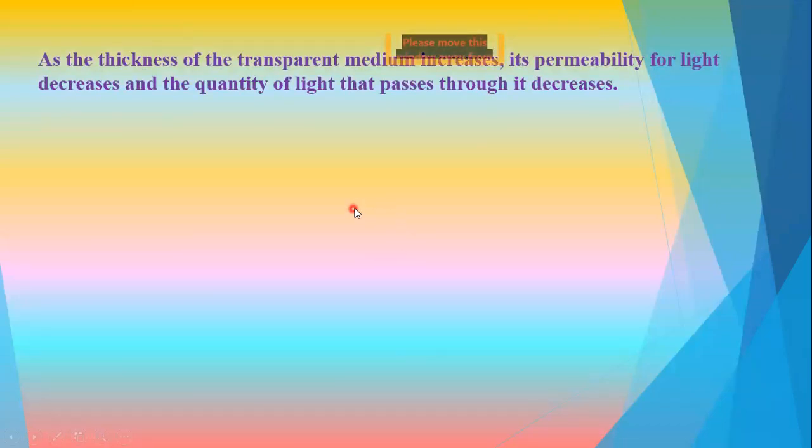And thickness نقطة مهمة جدا بقى. أنا عندي transparent medium المفروض permit all the light or most of the light. But as the thickness of transparent medium increase, its permeability for light decrease. يعني كل ما زادت الثيكنس بتاعت transparent medium كل ما permeability سماحية في اللايت decrease. And the quantity of light that passes through it decrease طبعا.